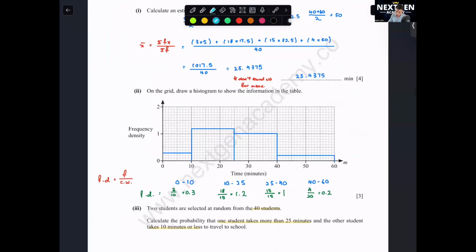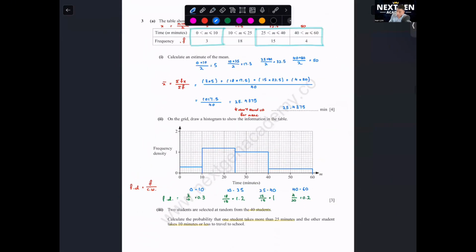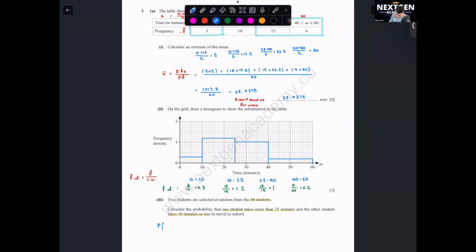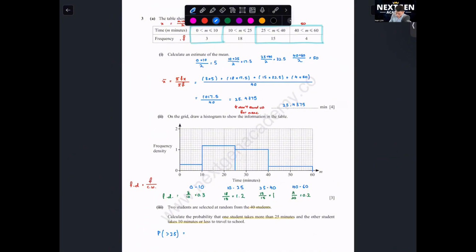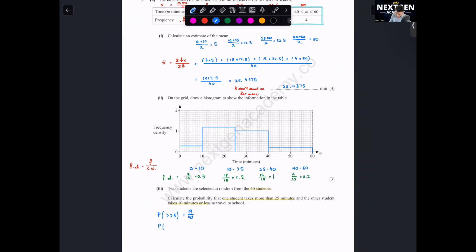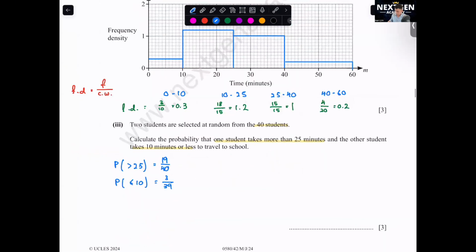So what will happen in the calculation? We write down first the probability of more than 25. You've got 19 students, so 19 over 40. The probability of 10 minutes or less, you have 3 of them, so 3 over 39. Okay, how do we do the calculation for this? Anyone knows what this is? So 19 over 40 times 3 over 39. Is that the answer?